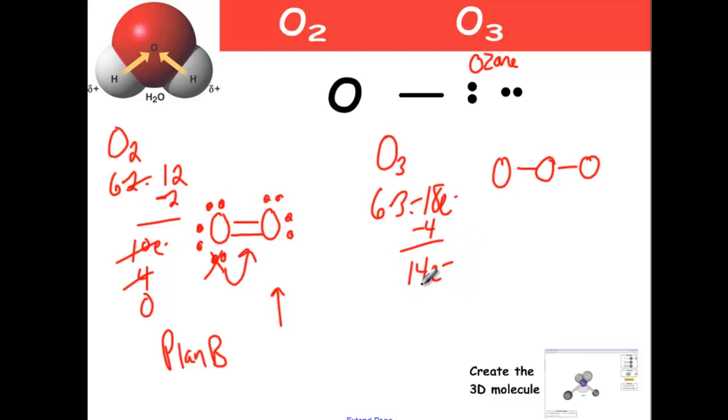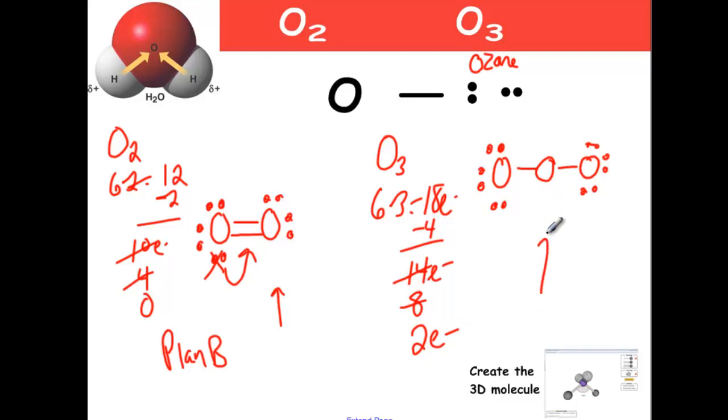Right now I'm down to 14 electrons. I'm going to pick my favorite oxygen, the outer guy, give him an octet. 1, 2, 3, 4, 5, 6, plus 2 in the bond. 14 minus 6 is 8. 1, 2, 3, 4, 5, 6. 8 minus 6 is 2. I have 2 electrons left.